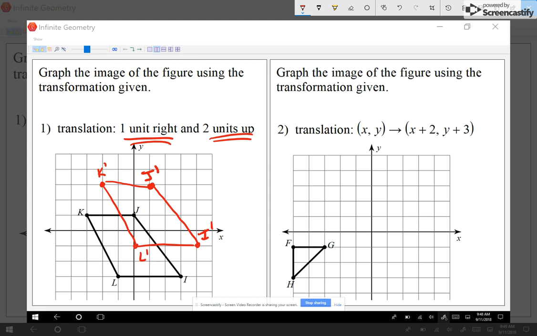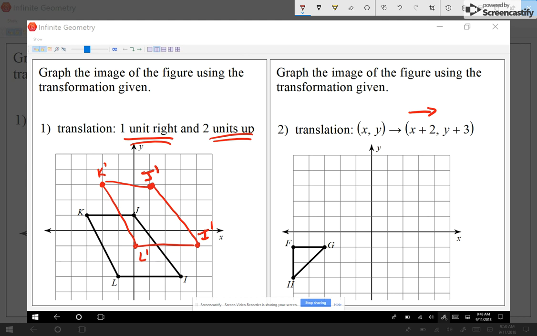Right? The image should look the same. It shouldn't change. Another way we can see it is kind of like question number 2. We can use this type of notation. X plus 2: when we think of the x-axis, plus means we're moving to the right. The x-axis is going to tell us right or left. Plus tells us to the right. Minus tells us to the left.